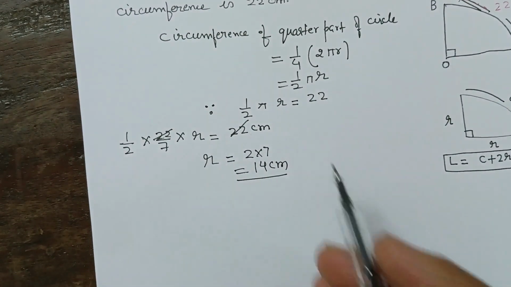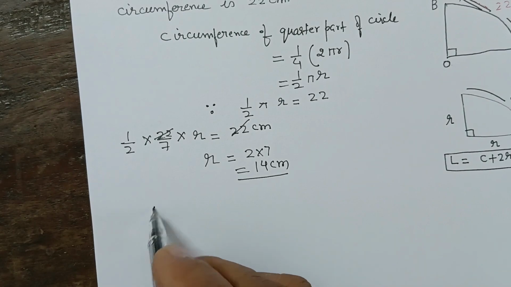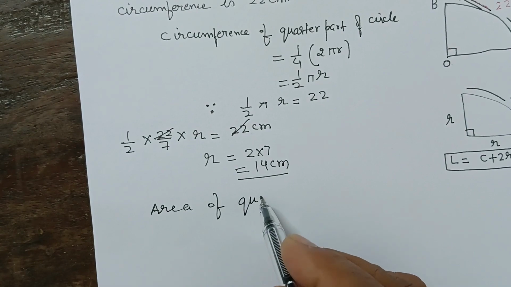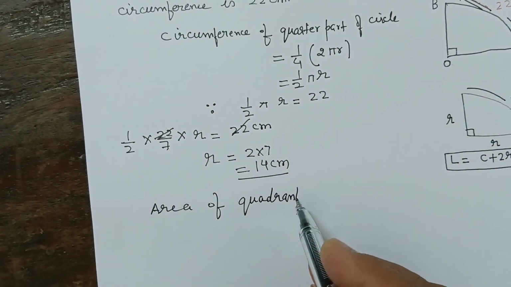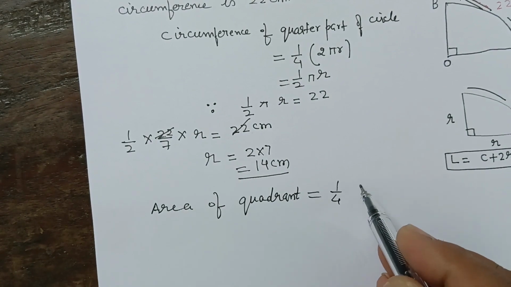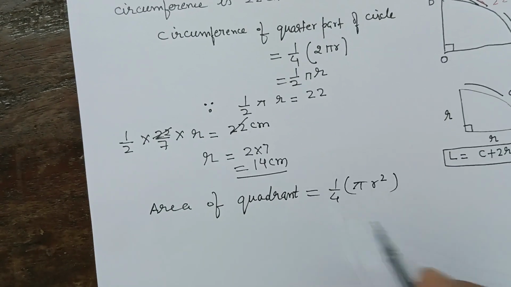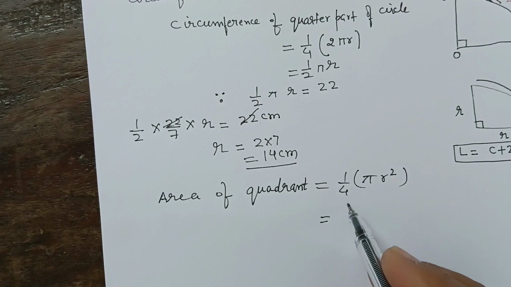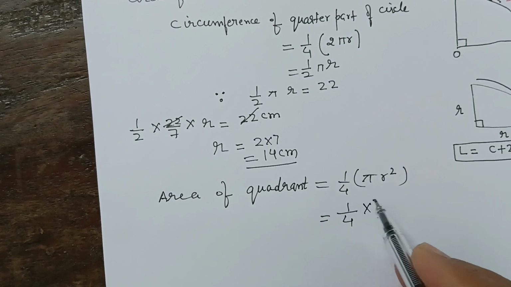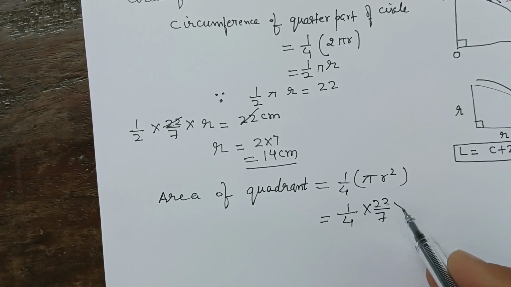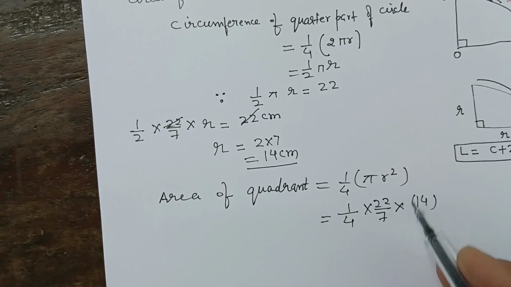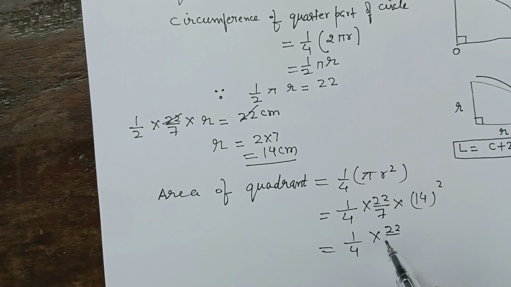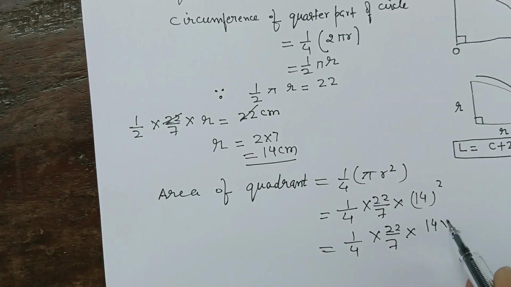After finding the radius of this quadrant part, you can go for the area. Area of the quarter part, quadrant, that is 1 upon 4 pi r square. Pi r square is the area of the full circle. So area of the quarter part of the circle, the quadrant, is 1 upon 4 pi r square. Substitute the value of pi and radius. Radius is 14, 14 square. 1 upon 4 into 22 upon 7 into 14 into 14.